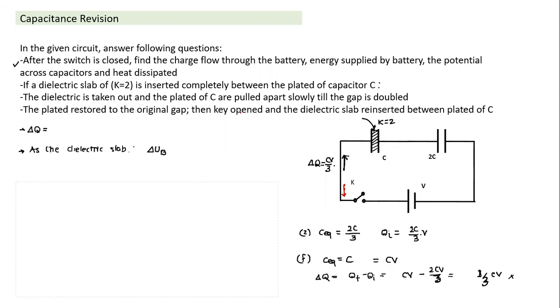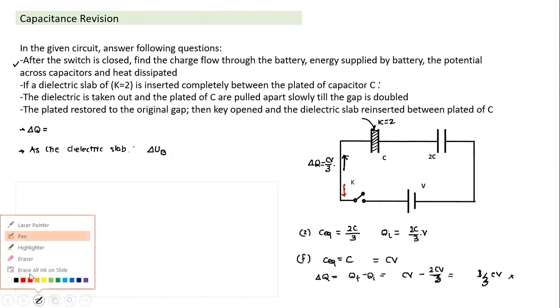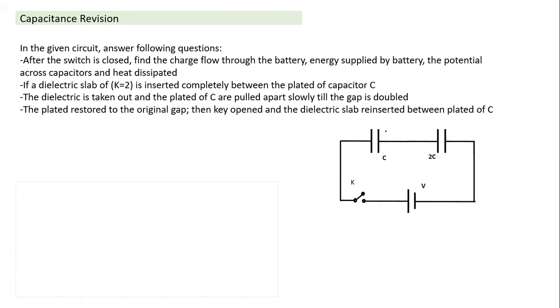Okay, and now the plate gap is doubled. So again we restore to the original position. When we restore to the original position, let's see what will happen. Again I remove all this part here. If the earlier spacing was D, we have first inserted and taken out, come to the initial state. Now we increase the separation, we double the distance. The gap is doubled. We make the gap 2D.